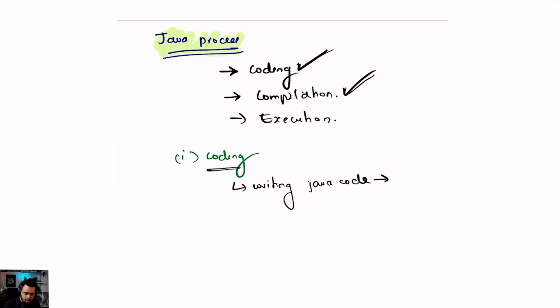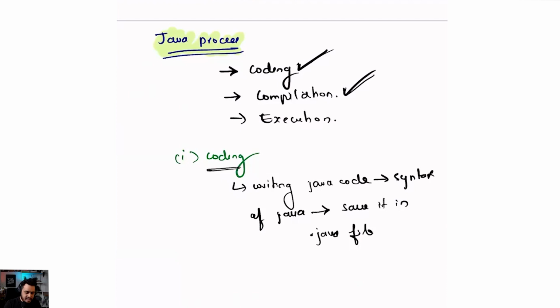Now, how will you write Java code? You will use the syntax of Java. Syntax means predefined rules: this is how you need to write. That is syntax. So you write Java code using the syntax of Java, and whatever you write, you will save it in a .java file. Understood? You will save it in a .java file.